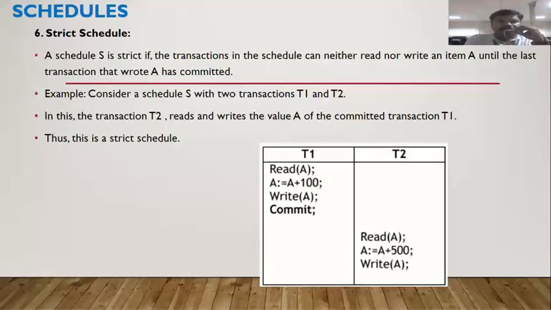Last, we are going to see the strict schedule. A schedule S is strict if a transaction in the schedule can neither read nor write item A until the last transaction that wrote A has committed. So consider a schedule with two transactions T1 and T2. In this schedule, T2 reads and writes the value of A written by the committed transaction T1. This is called a strict schedule. You can see that only after T1 is committed does T2 read the value of A. If T1 is not committed, T2 will not read the value of A. That is called a strict schedule.